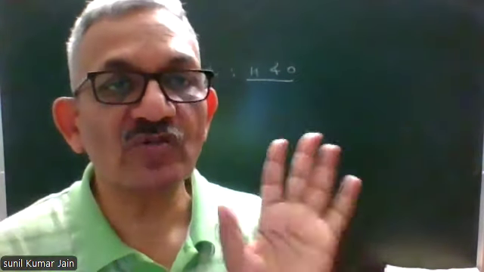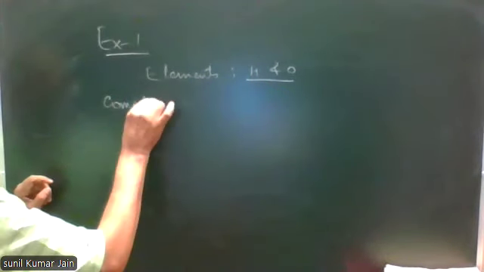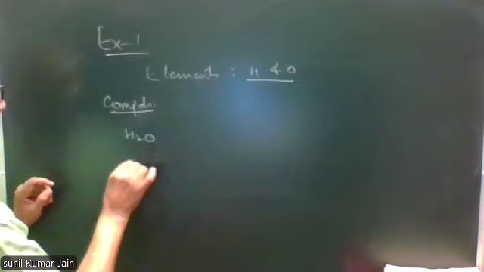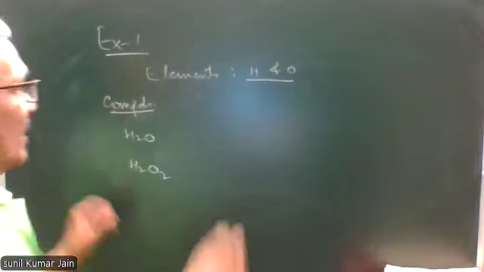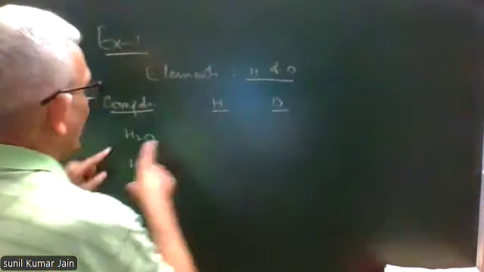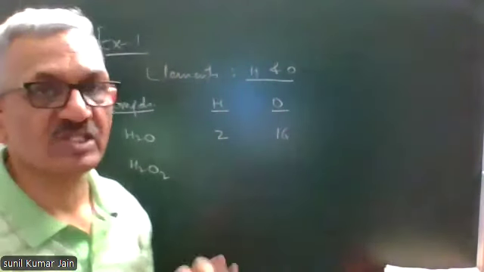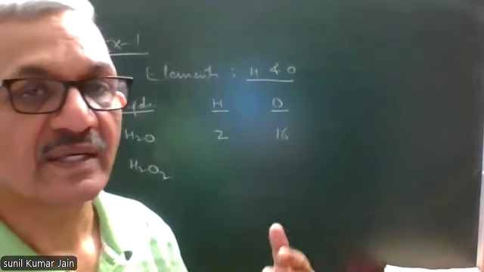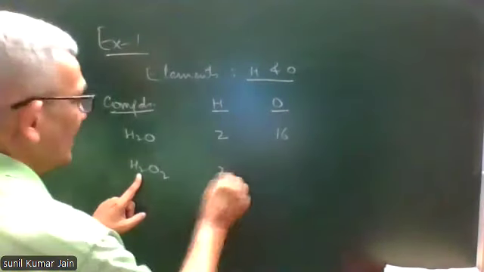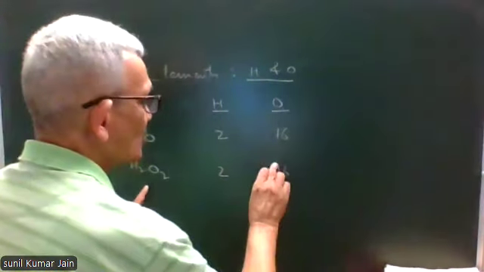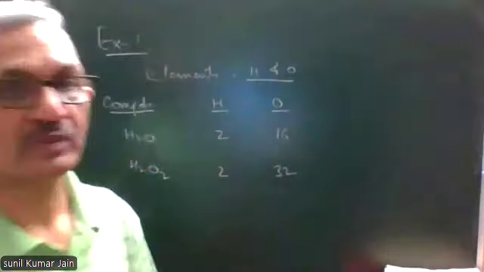Now, we consider compounds formed by hydrogen and oxygen. Compounds, water and hydrogen peroxide. Now, hydrogen in water is 2, oxygen is 16. This is the contribution in the molecular weight, right? In hydrogen peroxide, hydrogen is 2, oxygen is, oh sorry, 32. Oxygen is 32.